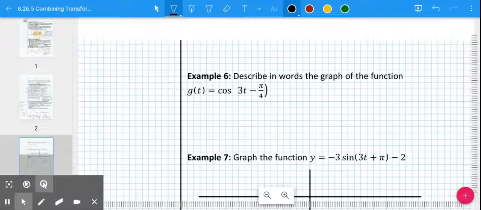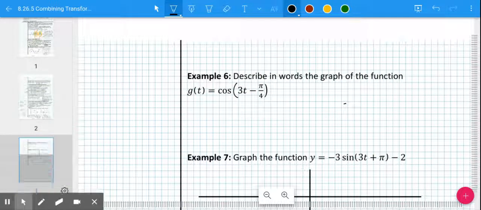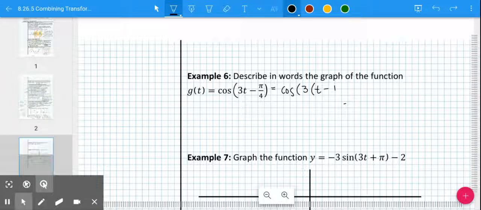Example 6, this is your most important problem of today's notes. This is putting all transformations together for sinusoidal functions. The first thing I want to do is factor out the 3 so that I have a horizontal shift instead of a phase shift. So when I factor out the 3, I just did that wrong. Sorry about that. Apologies on this. That was correct. When I factor out the 3, I get a t minus pi over 12 here.